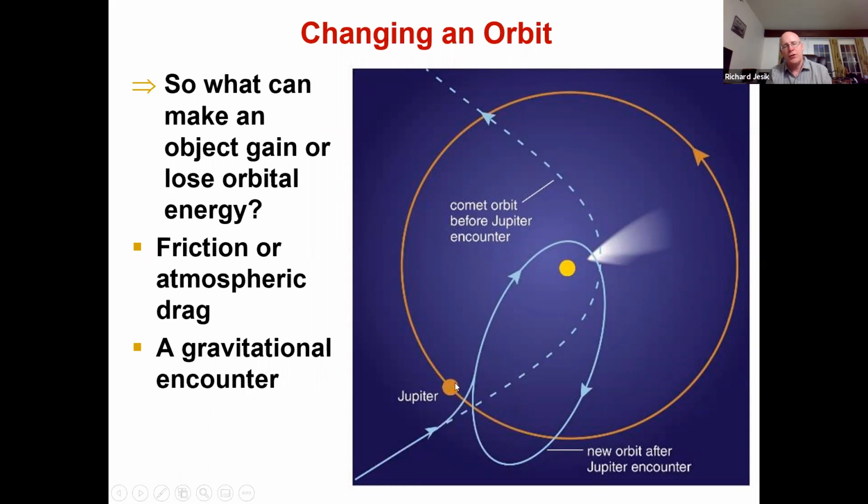It wasn't enough to crash into it. There have been comets that crashed into Jupiter. Jupiter kind of protects us from comets. Not always, as the dinosaurs will tell you. But sometimes it didn't hit Jupiter, but it completely changed its orbit.